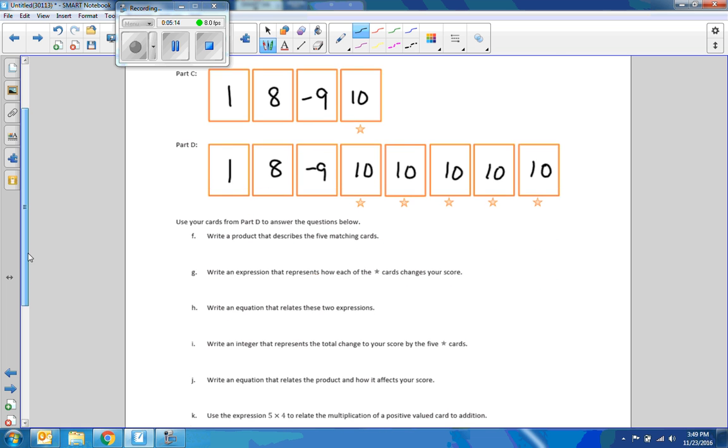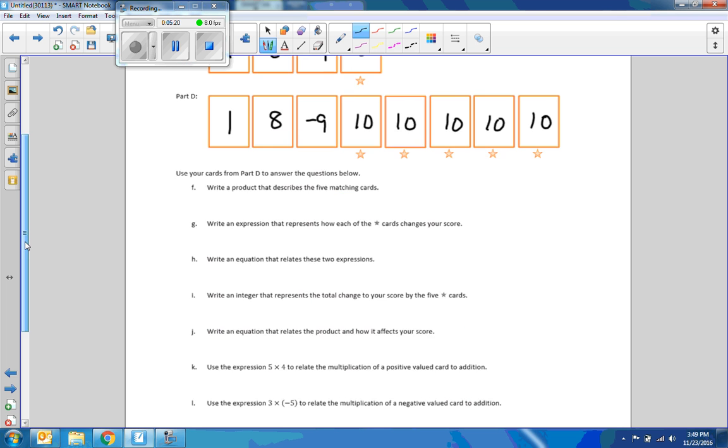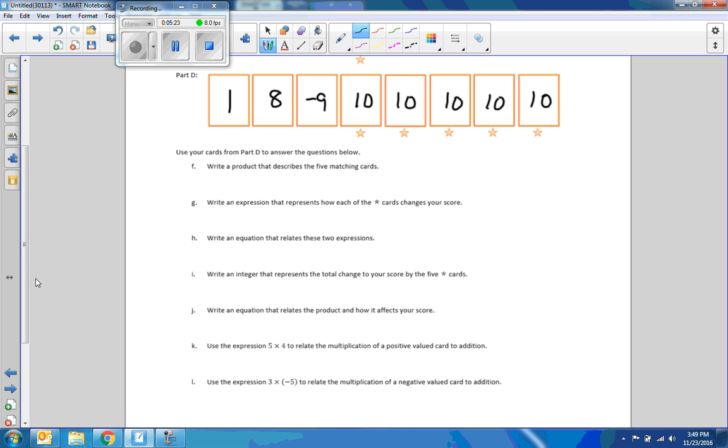Okay. Now it says, use your cards from Part D to answer the questions below. So now we're using the cards from Part D to answer these questions. Write a product that describes the 5 matching cards. Well, there's 5 of them. And they are 10s. So there's the product that describes these 5 cards. Write an expression that represents how each of the starred cards changes your score. It's 10. So we added 10 every time we drew.